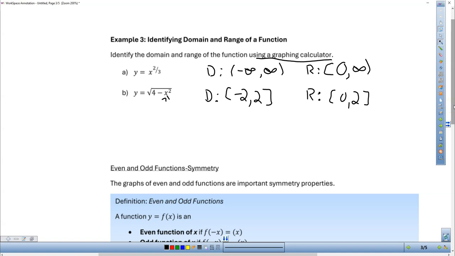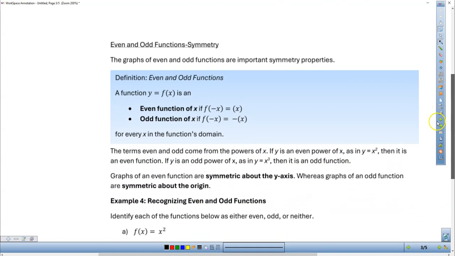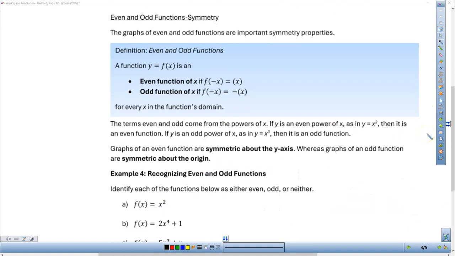Now, these, of course, are nice things to keep in mind. But one of the things that's going to really help us out is when we start looking at the difference between even and odd functions. The graphs of even and odd functions have important symmetry properties. So, for example, if we look at an even function, when we say y equals f of x, it's an even function when f of negative x is the same as f of x, and it's an odd function when f of negative x is equal to negative f of x for every x in that domain.